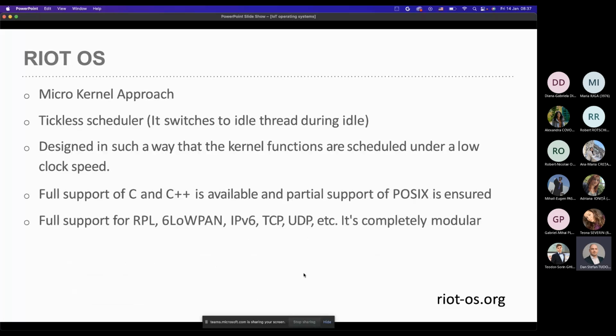So this is Contiki. Then RIOT. This is a microkernel approach for building an operating system, and you can find it here, riotos.org. Again, it's an operating system that has seen some commercial development, so that's why it's maintained.